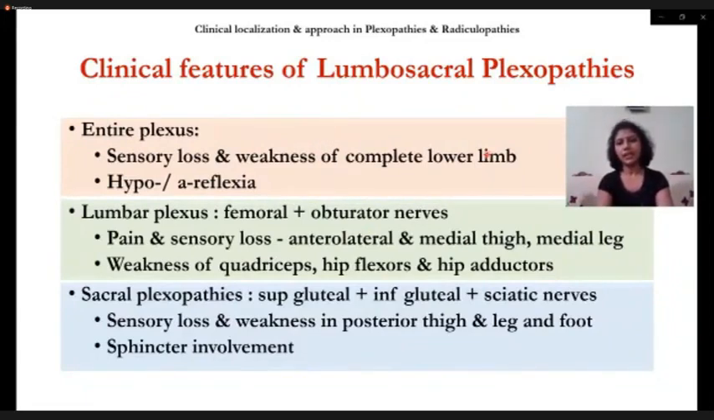They cause weakness of the entire lower limb along with sensory loss and hyporeflexia or areflexia. On the other hand, lesions of the lumbar plexus cause pain and sensory loss in the anterolateral and medial thigh, while weakness involves the quadriceps, the hip flexors, and the hip adductors. In the case of sacral plexopathies, the sensory loss and weakness involve the posterior thigh, the leg, and the foot.